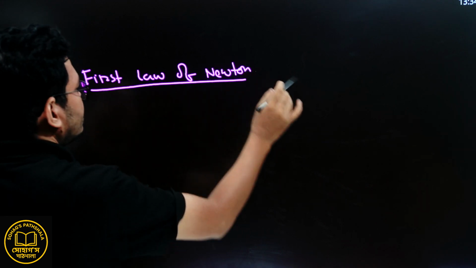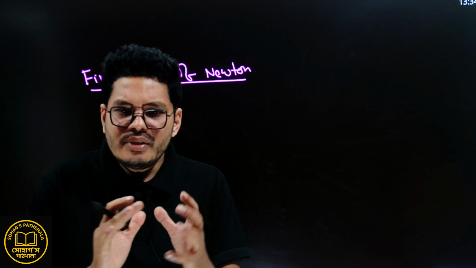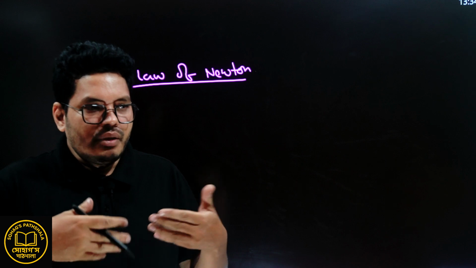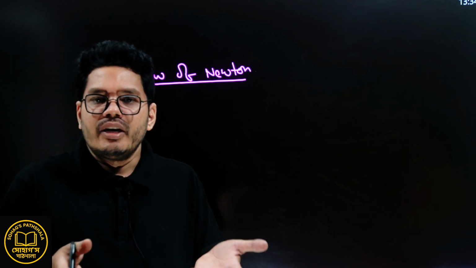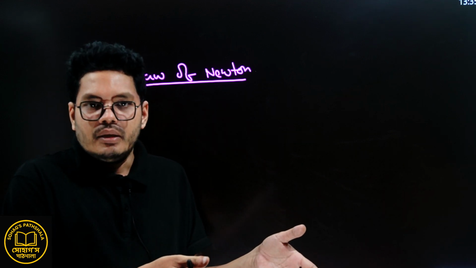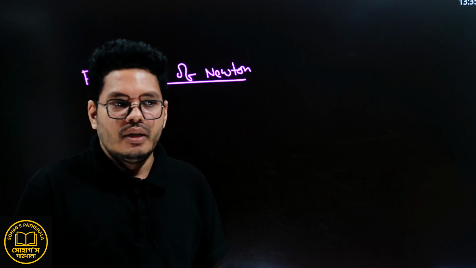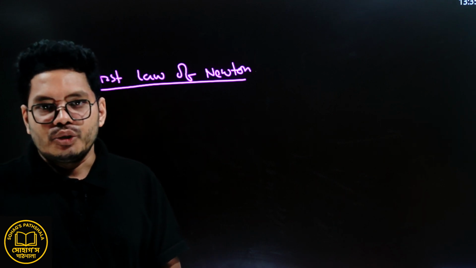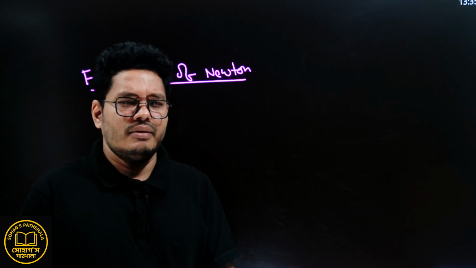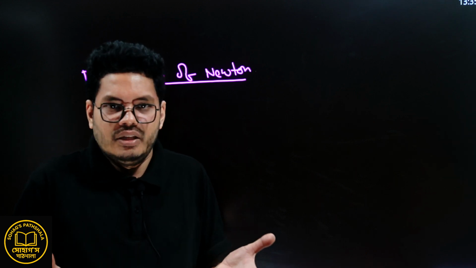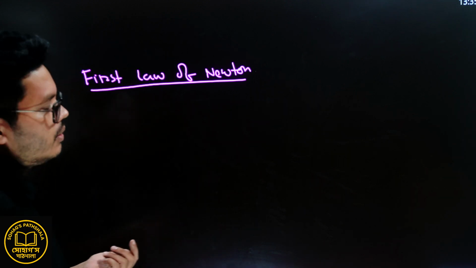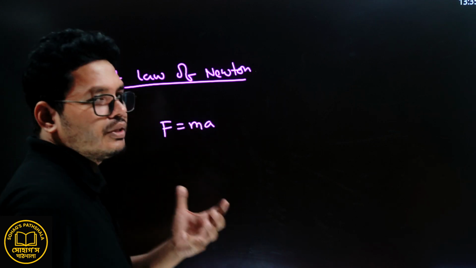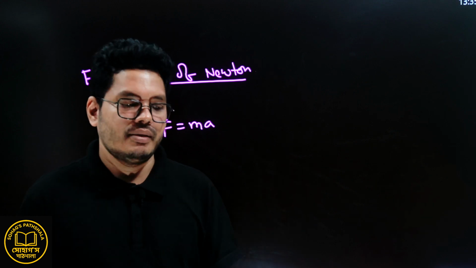If you see the statement, it is just this: if you don't apply force, the state of the object will remain the same. I mean, if the object is at rest, it will always be at rest. If the object is in motion, it will always be in motion. That's what Newton's first law says. Let us check it. For example, we know F equals ma, right? We can see it with this.